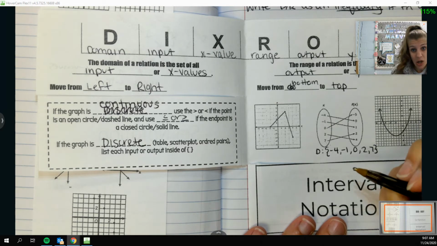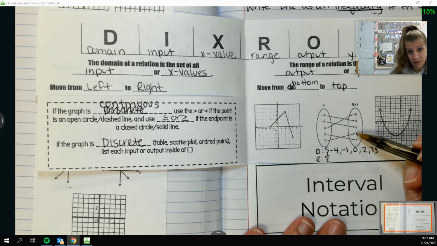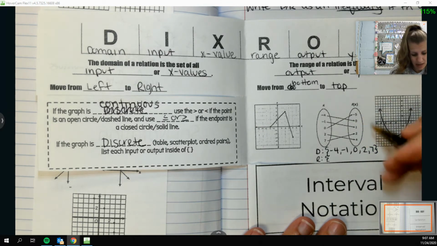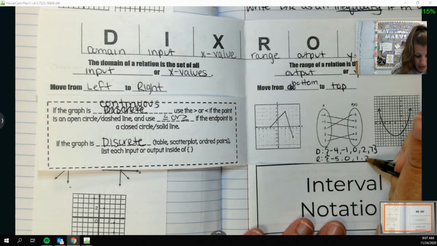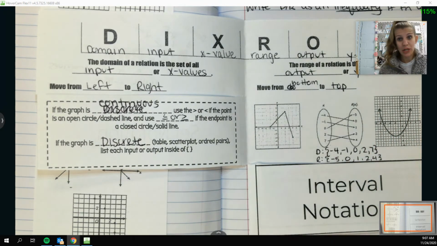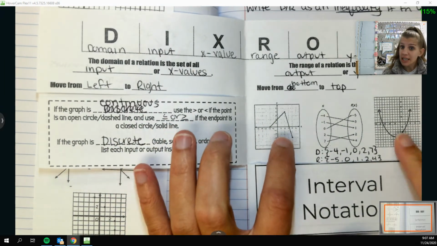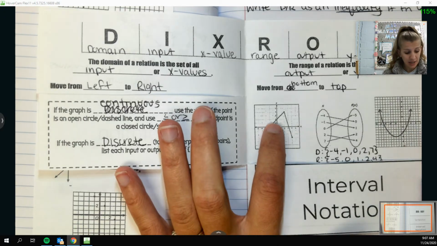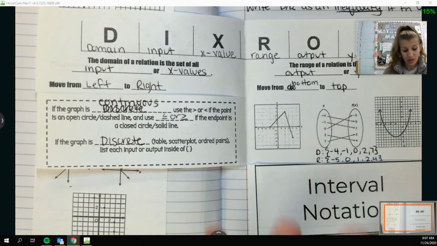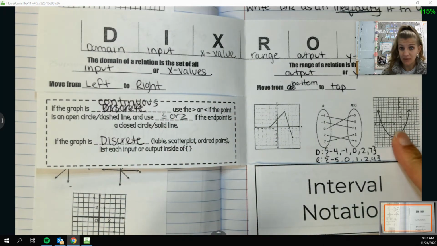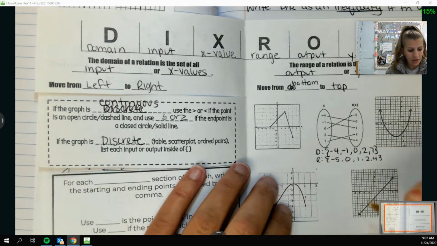And then if I'm trying to list all my range values, I can just go see them. They're all over here. These are all the output values or the y values. And I can just list them: -5, 0, 1, 2, and 4. That's super easy. However, both of these graphs are continuous because they're filled-in lines that cover thousands and thousands or infinite points, because it goes on forever because of arrows. So I could never list all the domain and range values.